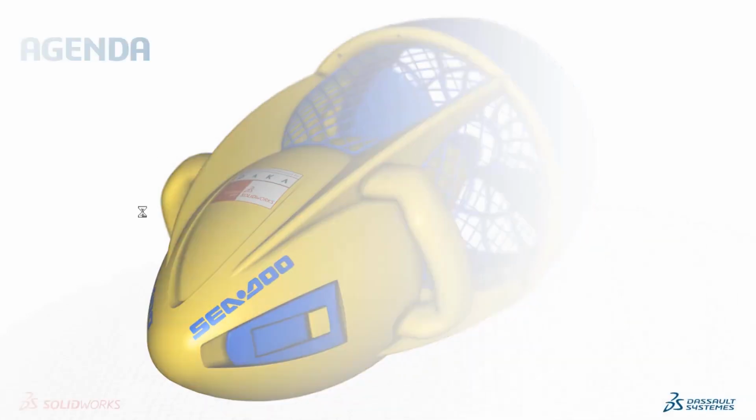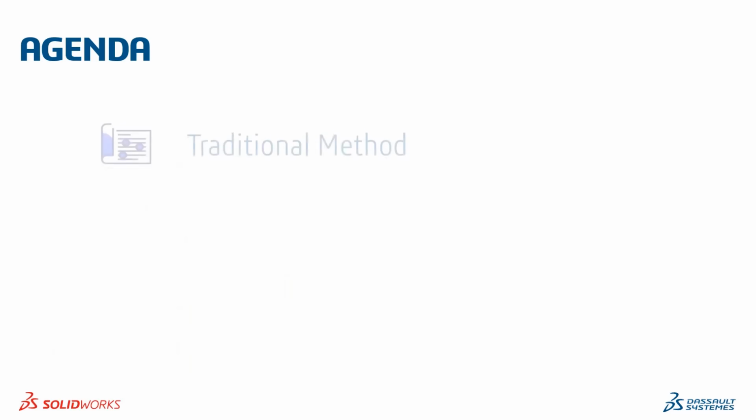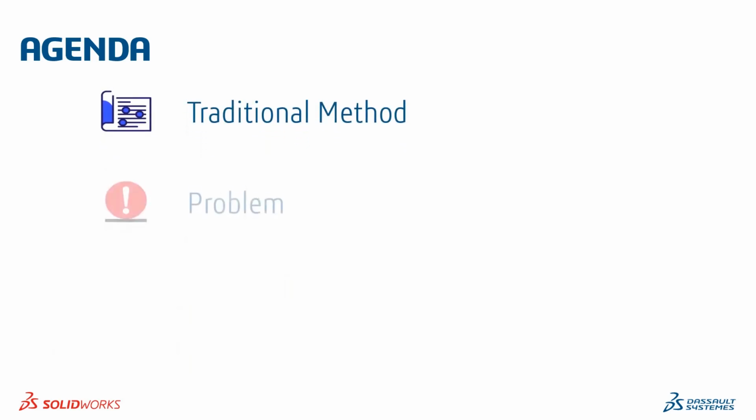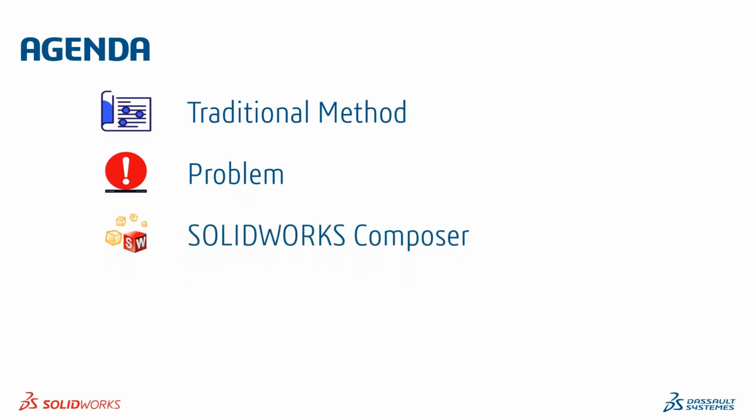So let me quickly start with today's agenda. We will start with the traditional method, okay? Then the problems related to it. Now, I am talking about the problems, so there is a solution for that, which is our SolidWorks Composer. After that, we will see the various kinds of output which we can generate by using SolidWorks Composer. At last, the question and answer session. If you have any query throughout the webinar, we will discuss it at the end of the webinar in our question and answer session.